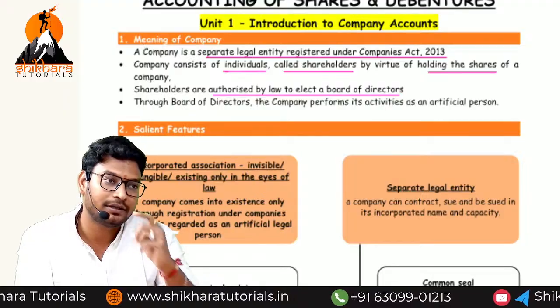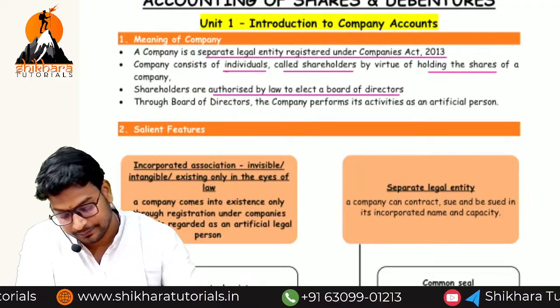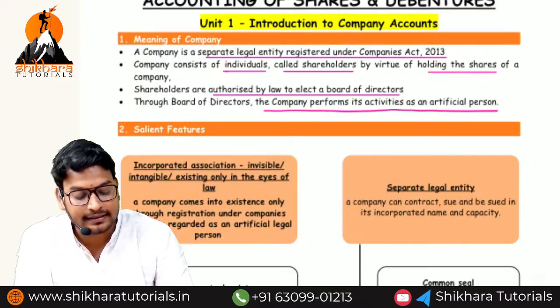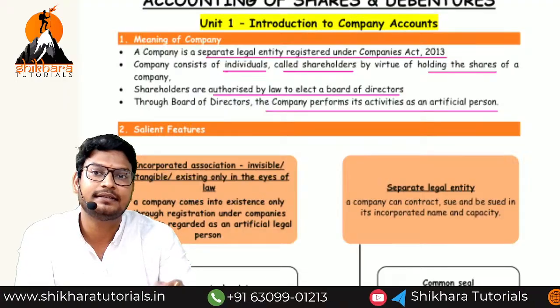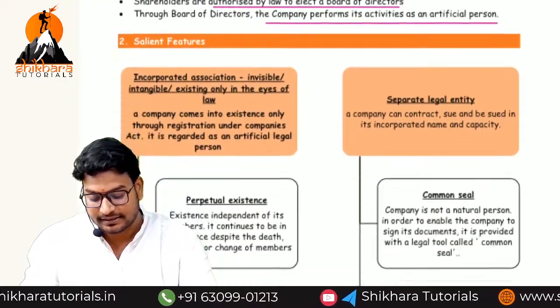Okay? Shareholders is not equal to the board of directors. They will appoint the board of directors. So through the board of directors, the company performs the activities as an artificial person. That is the reason the company has what? Common seal. And what are the features we have discussed already?